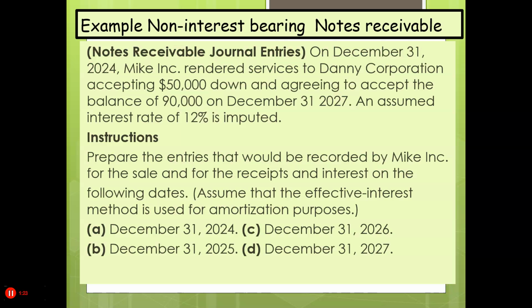Now, what about non-interest-bearing long-term notes? And in this first example, in December 2024, we have services accepting $50,000 down and agreeing to accept the balance of $90,000 at the end of 2027. So how are we going to come up with what the interest is? We're going to use the present value factor of a single sum because $90,000, one amount, is paid at the end of the 3 years.